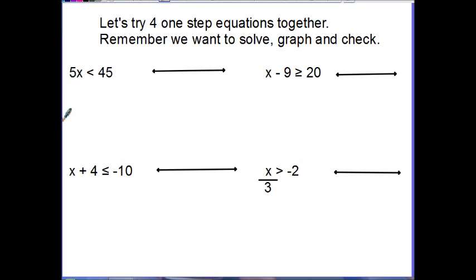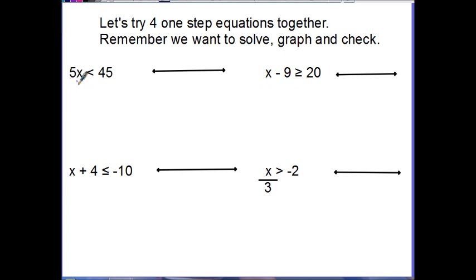So let's try 4 one-step equations together. Remember, we want to solve, graph, and check. So here's our first one. X plus 5 is less than 45. Let's go ahead and solve for x.